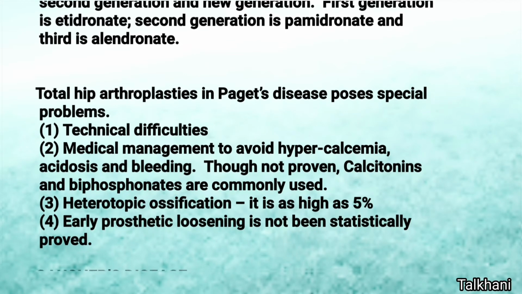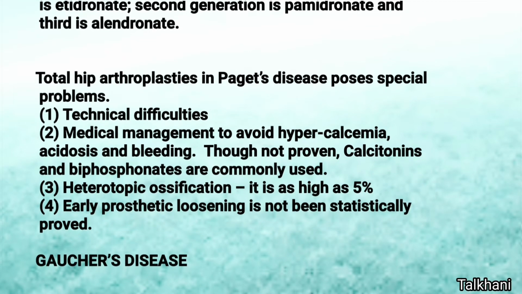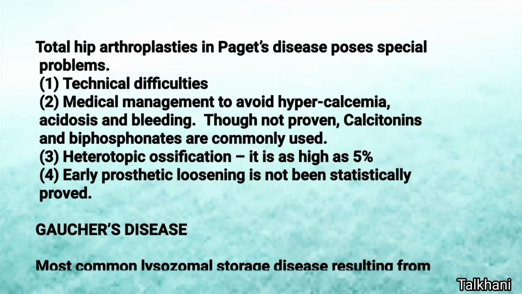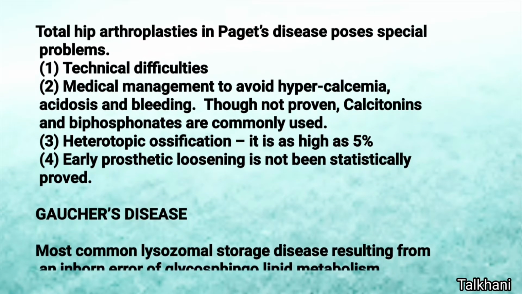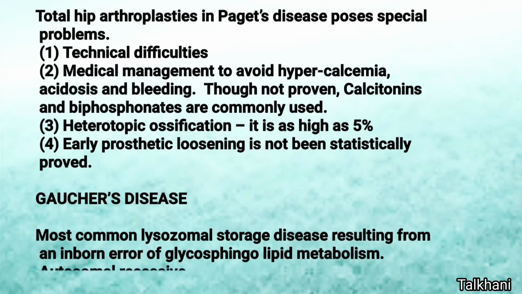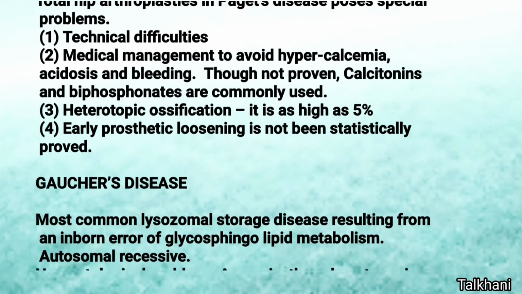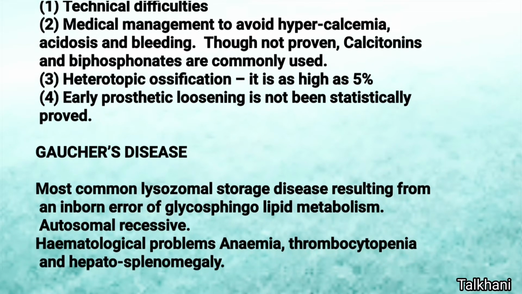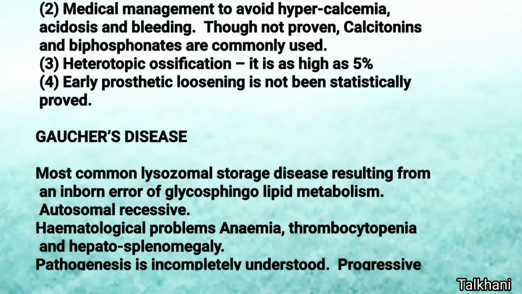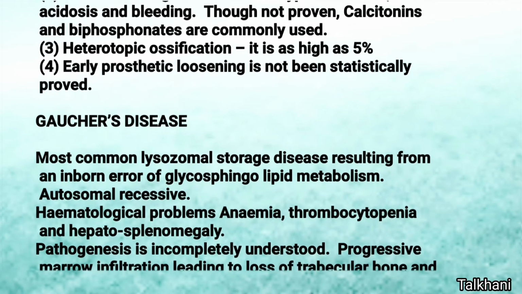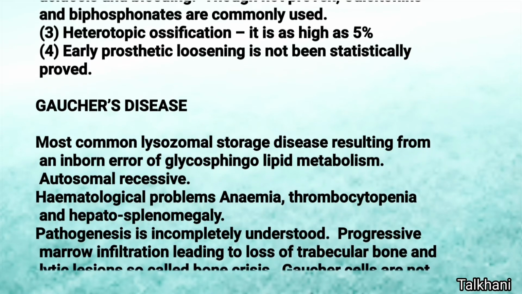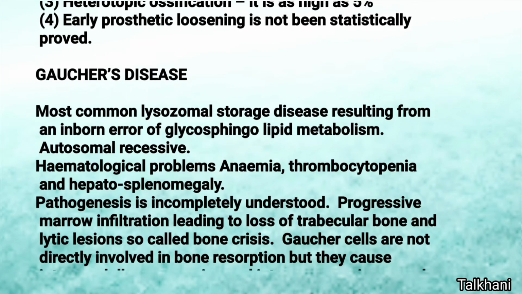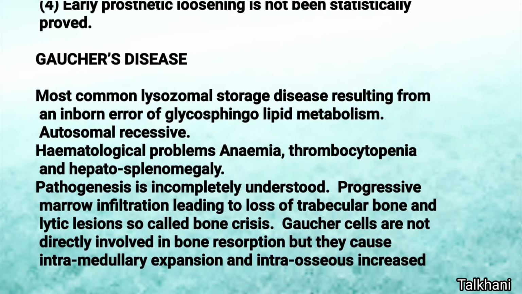Pathogenesis is incompletely understood. Progressive marrow infiltration leading to loss of trabecular bone and lytic lesions can lead to bone crisis. Gaucher's cells are not directly involved in bone resorption, but they cause intramedullary expansion and intraosseous increased pressure, resulting in extravascular compression and ischemia. Orthopedic problems in Gaucher's disease are: number 1, osteonecrosis or avascular necrosis of the femur or humeral head, and number 2, vertebral compression fractures.